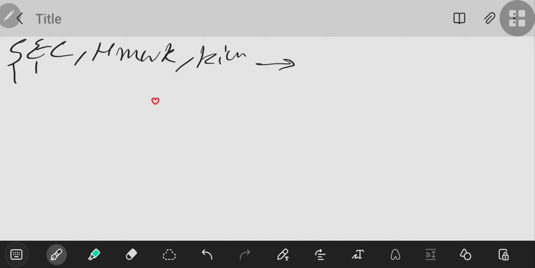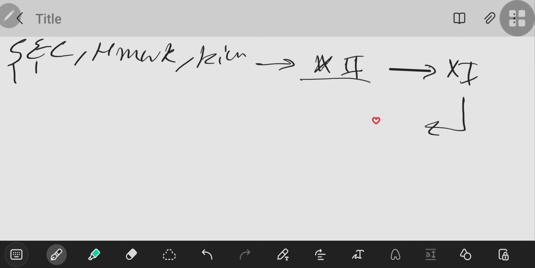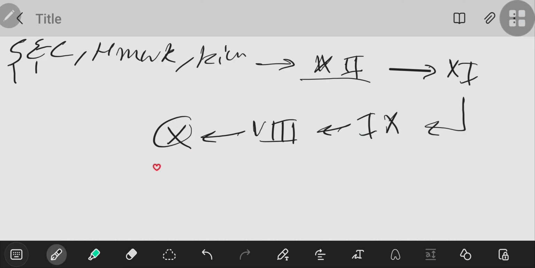So first of all, the subendothelium coagulant starts activation of the coagulative factor 12, and then it will lead to activation of the coagulative factor 11. After that, it leads to activation of the coagulative factor 9. After that, 8. After that, 10. 10 is very important because it's common between the intrinsic pathway and the extrinsic pathway.